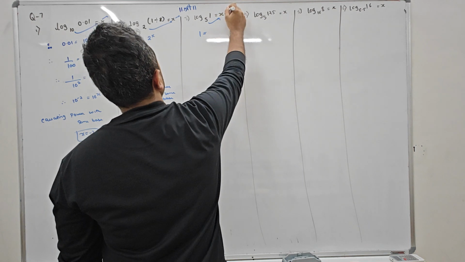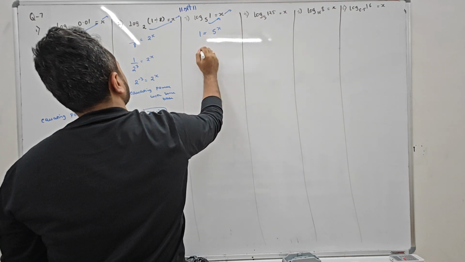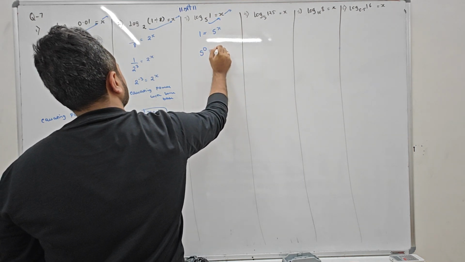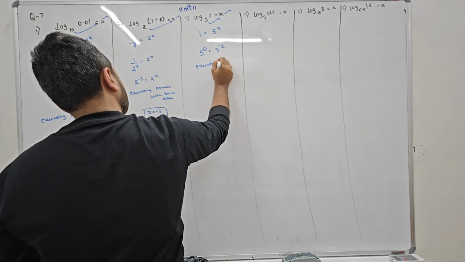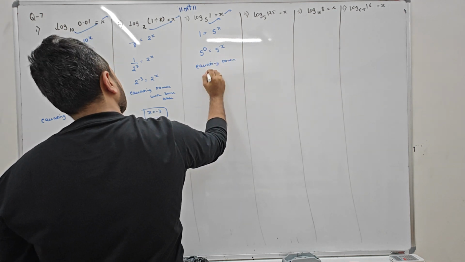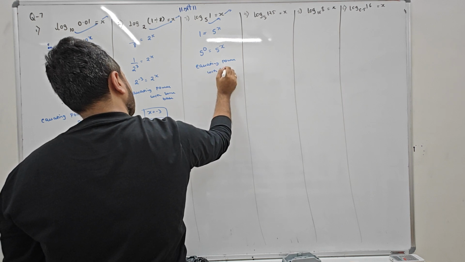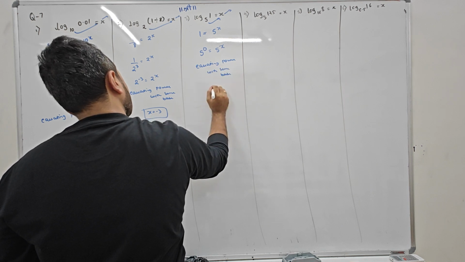1 is equal to 5 raised to x. 1 is nothing but 5 raised to 0, is equal to 5 raised to x. Equating power with the same base. x is 0.